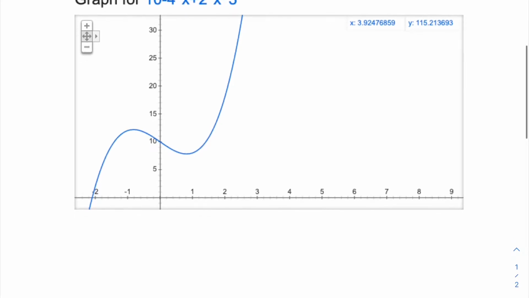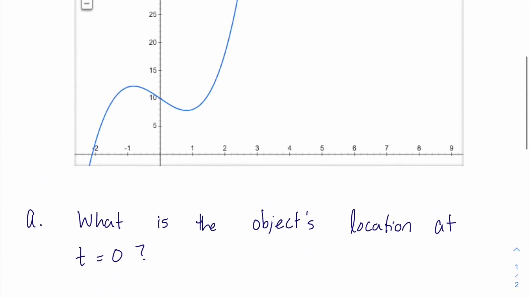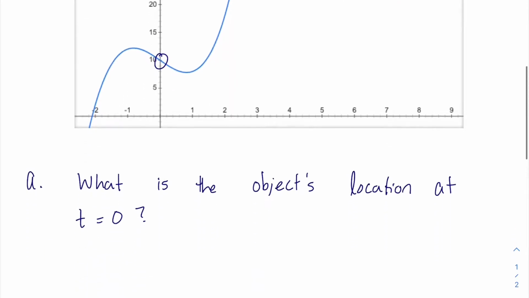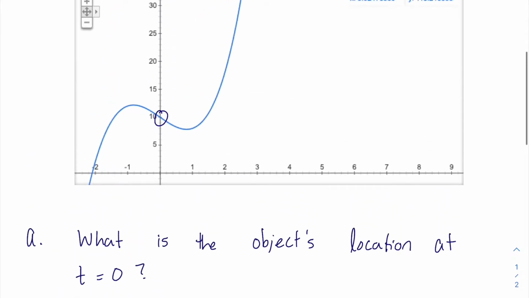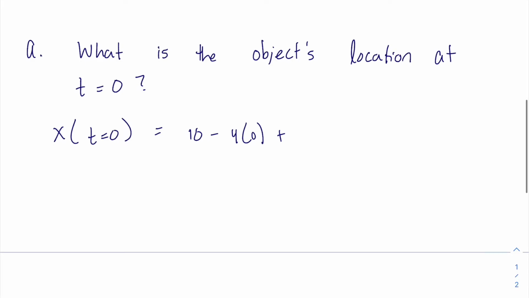Using this graph, we want to answer some questions. What is the object's location at t equals 0? Graphically, we can just look at the graph, go to time 0, and clearly see what the position is. You can also just plug t equals 0 into the equation, and we should get the same answer. So x of t equals 0 is equal to 10 minus 4 times 0 plus 2 times 0 cubed. Both of these become 0, and we end up with 10.